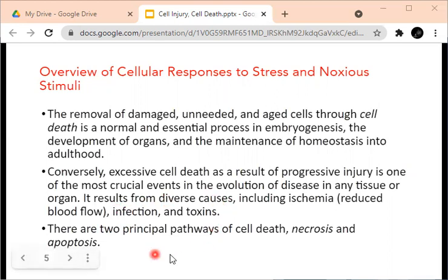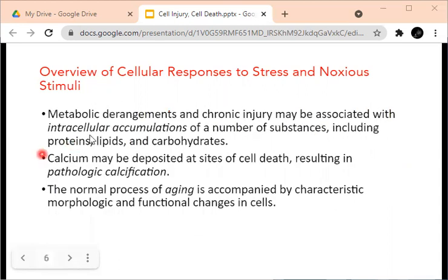Remember that we have two principal pathways of cell death. We have the necrosis and apoptosis. So we are going to discuss them later. All right. And metabolic derangements of chronic injury may be associated with intracellular accumulation. So we're going still to discuss them as part of the adaptations.